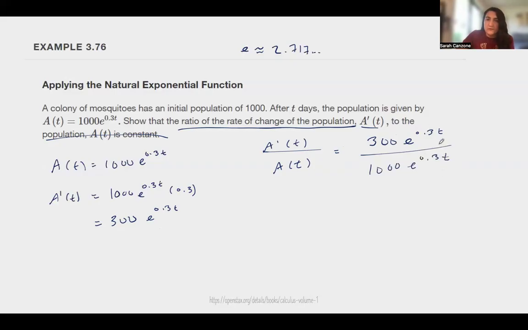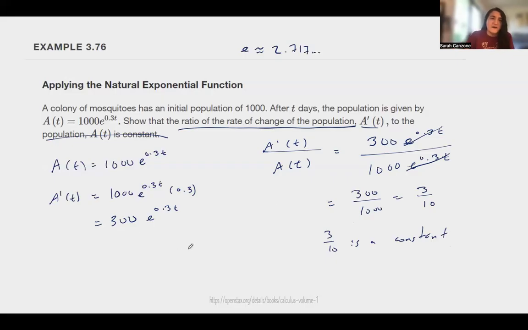And if you notice, we have an e to the 0.3t in the numerator and the denominator, which means that this term just cancels out. And so what we're actually left with is 300 over 1,000, or if you think about it, we can also cancel out a couple of the zeros and we get 3 over 10. We're trying to show that this is constant. 3 over 10 is a constant. Therefore, the ratio is constant.